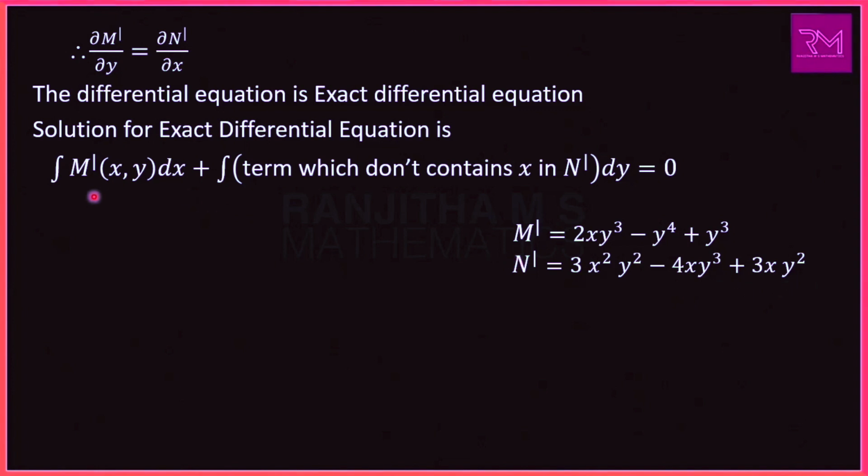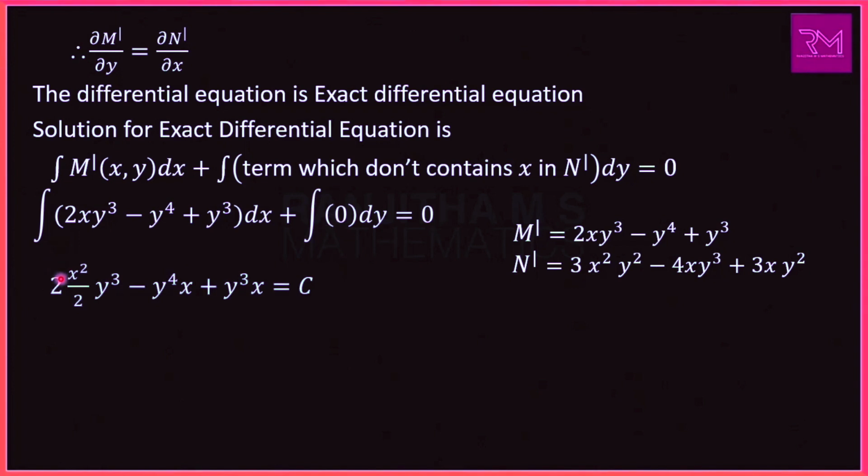So substituting values here, we have integral of M dash of x comma y dx. We have to substitute the M dash value over here, that is (2xy cube minus y power 4 plus y cube) dx, plus integral of terms which do not contain x in N dash. Here this N dash contains x in every term: here also x, here also x, here also x. So in the place of this we substitute 0 into dy, which is equal to c. Here this value becomes 0.